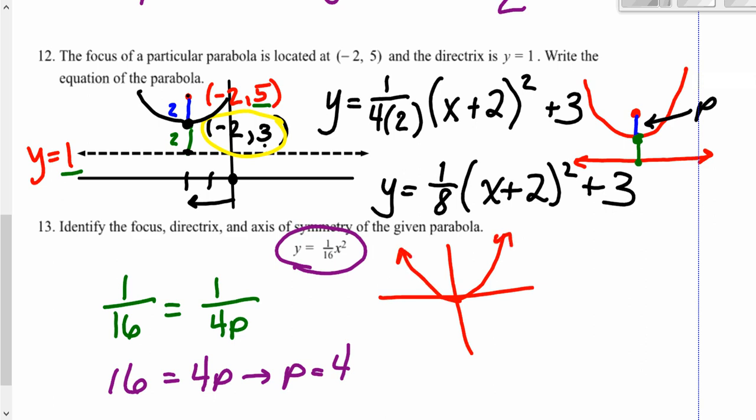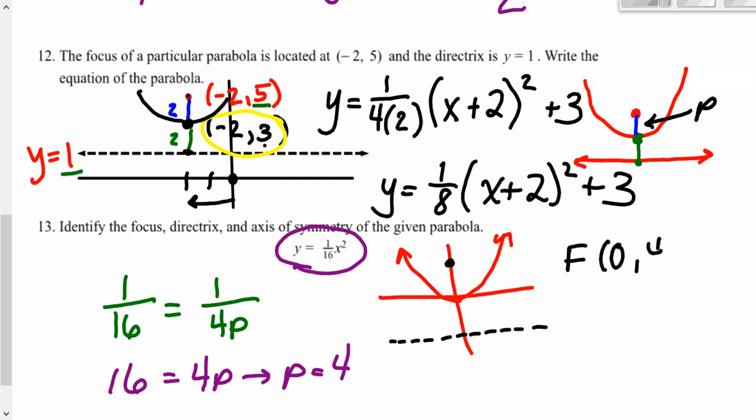There's no sliding around on this. And then my p-value for it tells me I go 4 units this way to the focus, and I go 4 units this way to the directrix. So my focus must be 0, 4. My directrix must be the line y equals -4. And my line of symmetry is this line right here that I'm indicating, which is x equals 0.